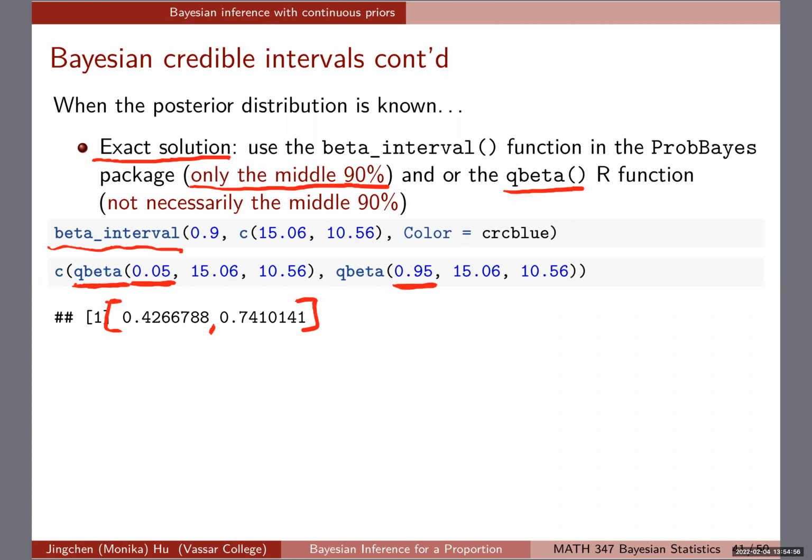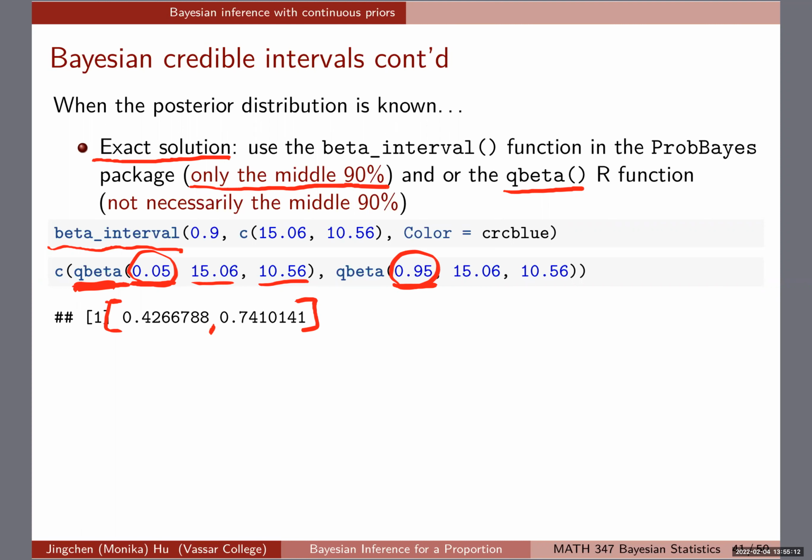Once again, qbeta takes three inputs. We have the shape parameters for the second and third. And then the first input is the percentile that you're working with, and what it returns gives you the cutoff point on the x-axis.